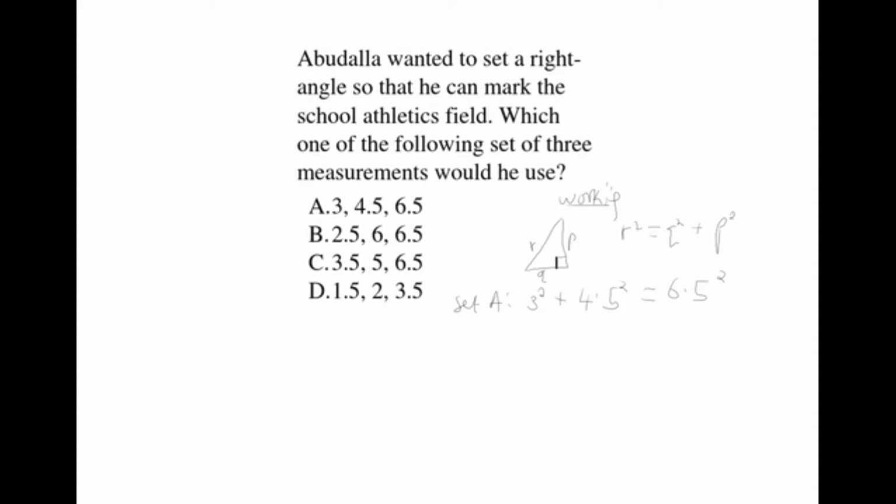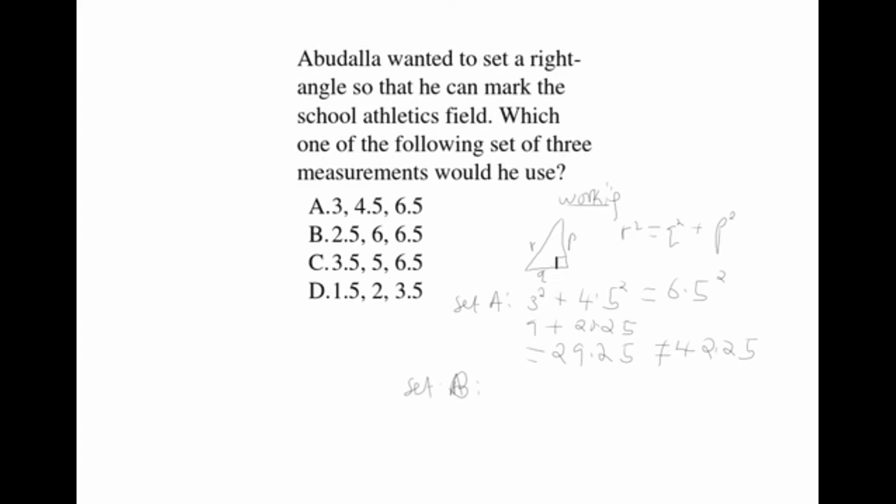So we have 3 squared is 9, 9 plus 4.5 squared is 20.25, and when we add, we have 29.25, and 6.5 squared will give us 42.25. So we can see the values are not equal, so A is not the answer. So let's test B.